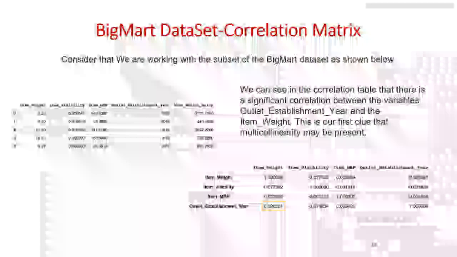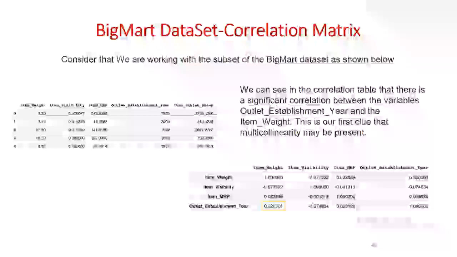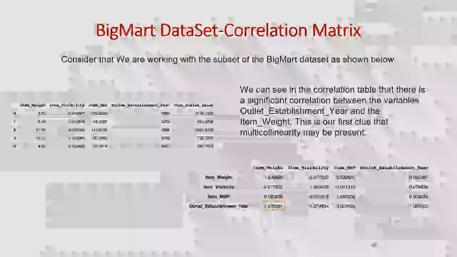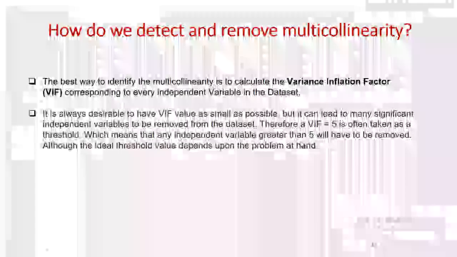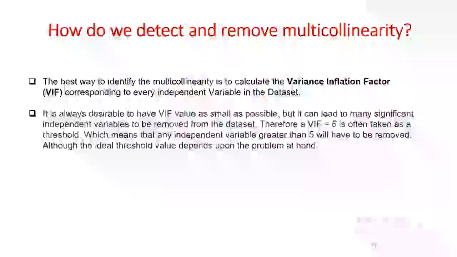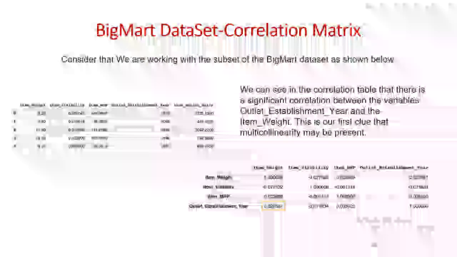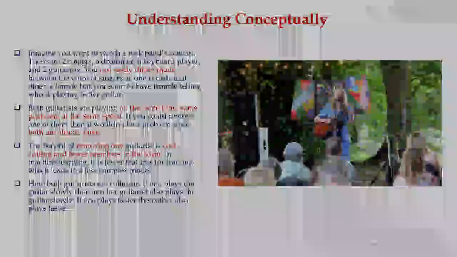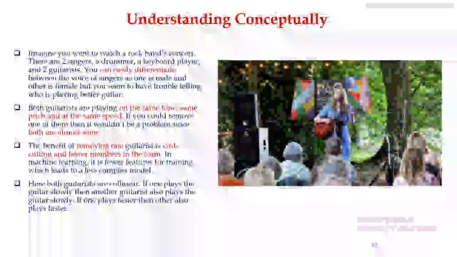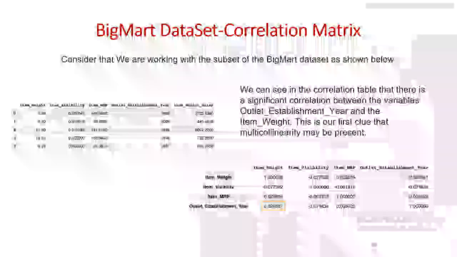You will create a correlation matrix. If you see, the item weight and the outlet established year are highly correlated here. So you can remove one, and there is also a way to remove this multicollinearity, called the variance inflation factor. Mathematically, to capture multicollinearity you try to capture this variance inflation factor, VIF.